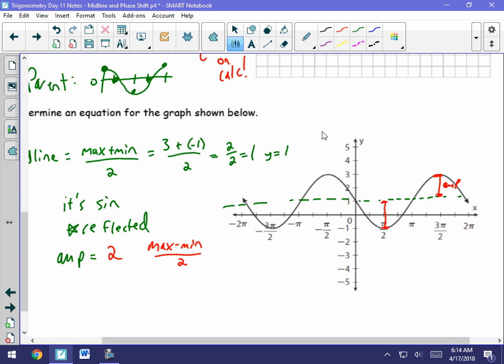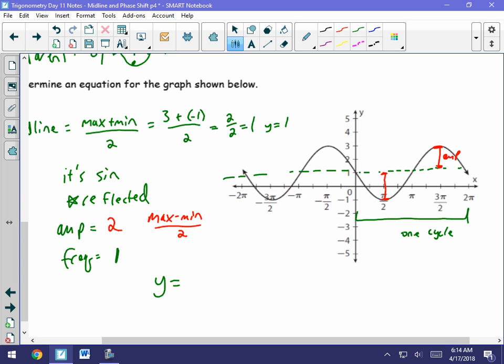Okay, and then finally we need to know the frequency. I can see, because of the way they mark this axis from 0 to 2 pi, that in between 0 and 2 pi I do see exactly one cycle of the sine curve there. So that means the frequency is just equal to 1, and I can figure that out from the graph.